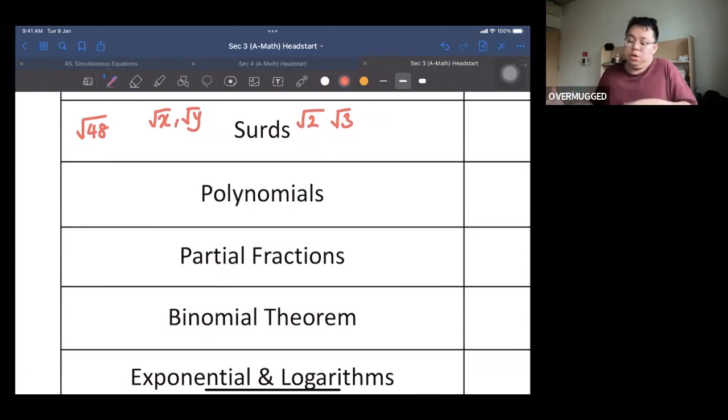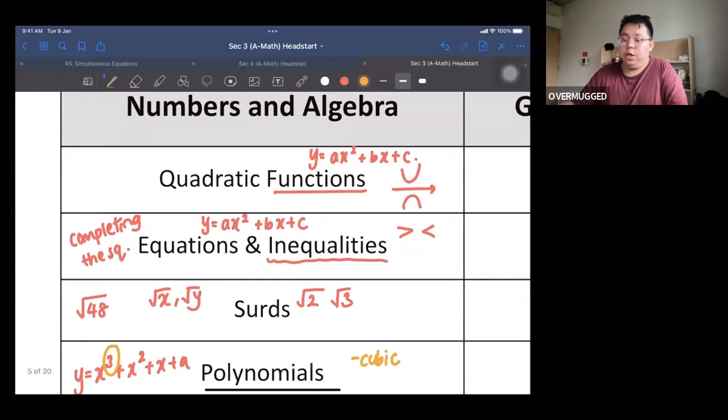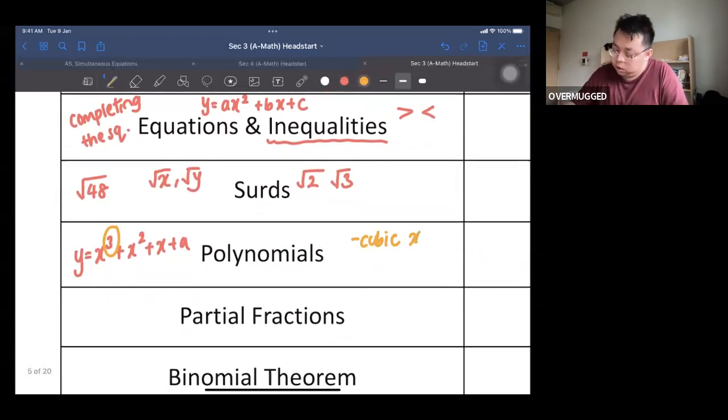It's basically an equation that has a degree, higher power. So for example, y equals x cubed plus x squared plus x plus a. So the max that you will ever learn is only x cubed. So you will learn the natures of a cubic function. So cubic, okay? Just now initially I talked about quadratic. For this case, you will learn until x cubed. And you will actually learn how to solve a cubic equation. So that is pretty cool.